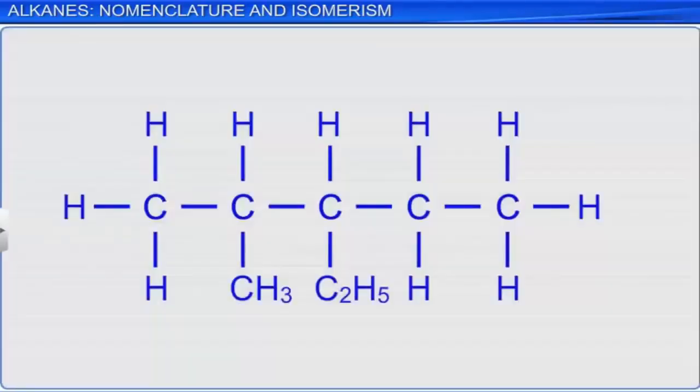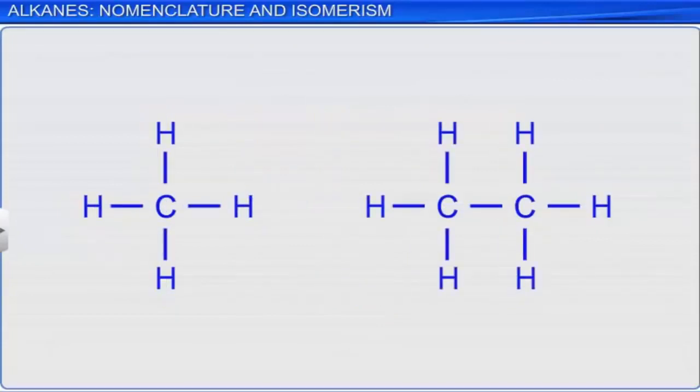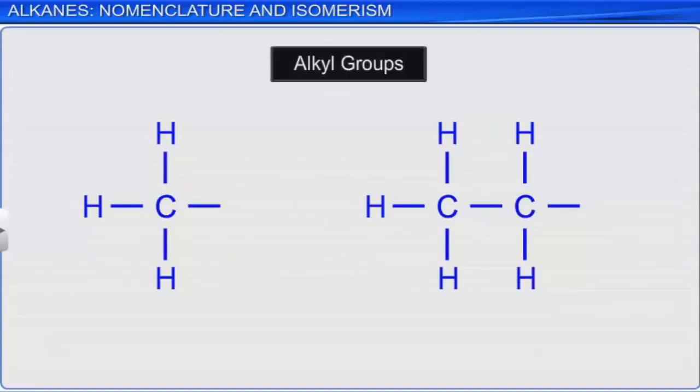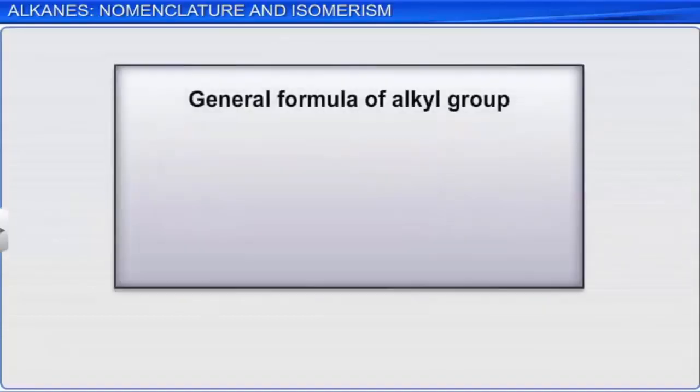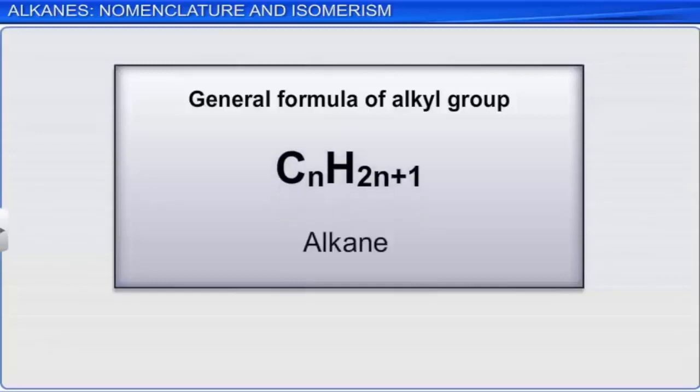We come across many groups like CH3, C2H5 attached to carbon atoms. These groups are derived by removing one hydrogen atom from alkanes and are known as alkyl groups. Their general formula is CnH2n+1. The name of the alkyl group is derived from the name of the parent alkane by replacing the suffix -ane of alkane with -yl.